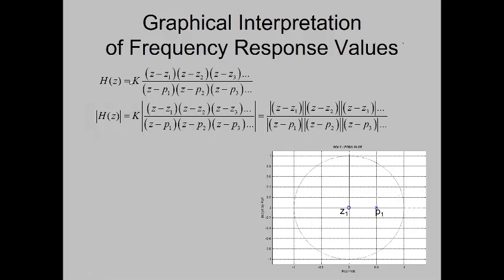Well, in general, H of z is a complex function. It's usually a ratio of two complex polynomials. And so if we're looking for the magnitude of a complex ratio, we know that's the magnitude of the numerator divided by the magnitude of the denominator. And the magnitude of the numerator, because it's a product of a bunch of terms, if they're complex, the magnitude of the product is the product of the magnitudes. So we would put magnitude signs around all these individual zero terms, and likewise the pole terms.